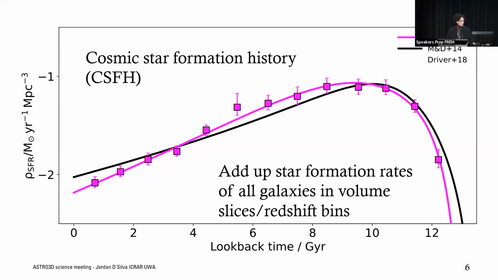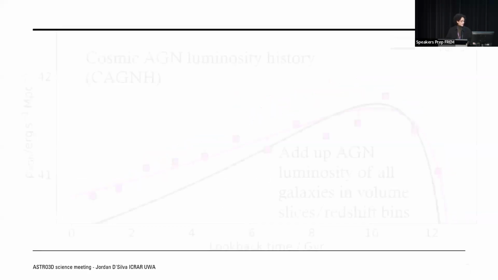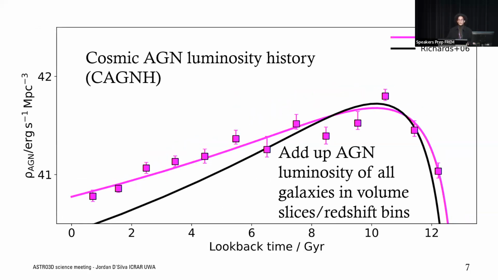So to look further into the AGN, we can basically do a very similar exercise with the AGN luminosities. Look at all the AGN luminosity, add them together, plot that as a function of time. And we get this plot here, all the magenta points and lines. So we get something that looks pretty similar to the cosmic star formation history. It starts at a minimum, it peaks and has been declining ever since. And we exhibit broad agreement with the Richards, some other previous literature results shown by the black line.